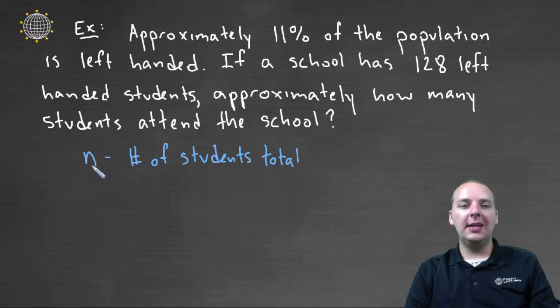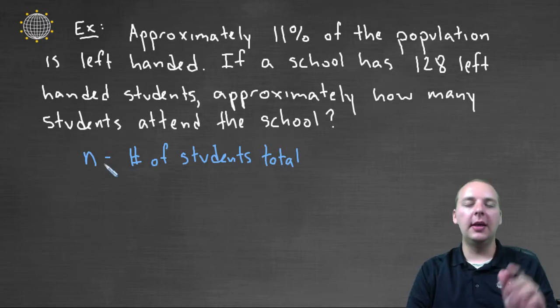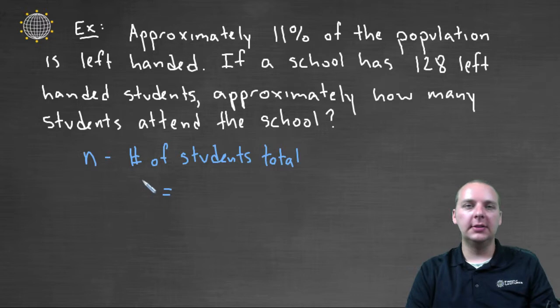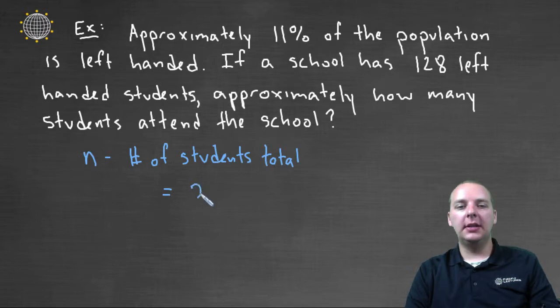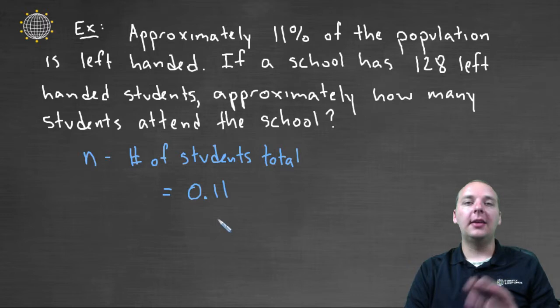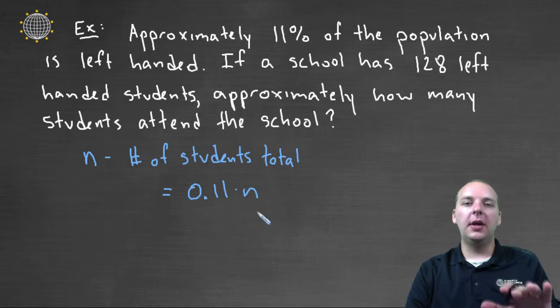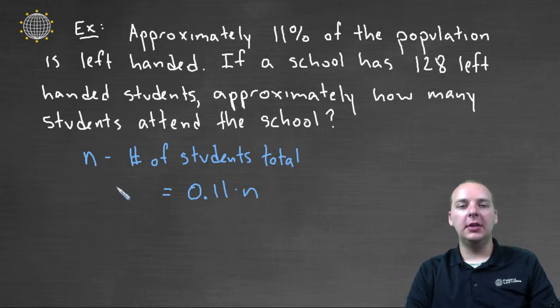All right, and let's take that N, that variable, and combine it with the 128 and 11% to try to write a math equation that represents the situation. So just through reading, what I see is that 11%, so 0.11, 11% of the entire student body, which would be 0.11 times n, equals the number of left-handed students we have, which equals 128.